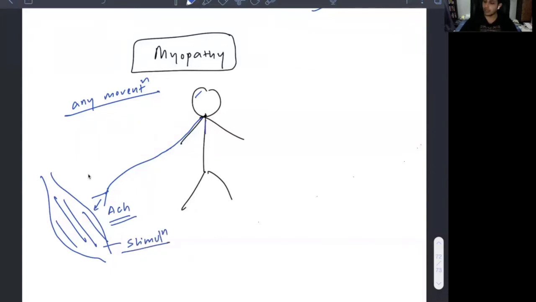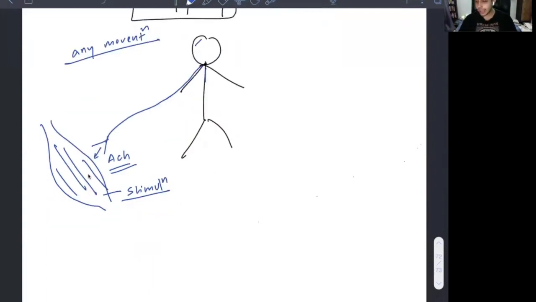All right. So this is the physiology of movement itself. Any movement that happens in the body ultimately comes down to this. There is a nerve, there is acetylcholine release, and the muscle is stimulated.